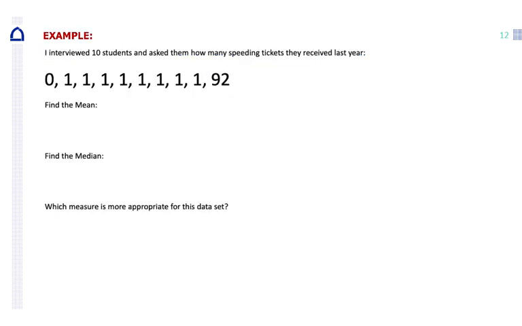Okay, I want to do one more example because sometimes you will get an example that is a little more unusual in terms of the data you're collecting. I'll explain more. So we look at this example. Said I interviewed 10 students and asked them how many speeding tickets they received last year. Here were the answers. I've already arranged them from smallest to biggest. And you might notice that one of the answers is unusual compared to the rest.